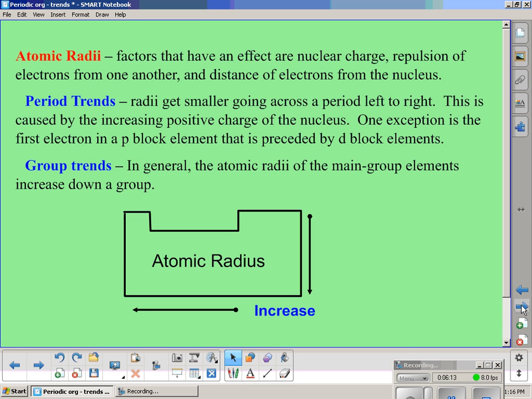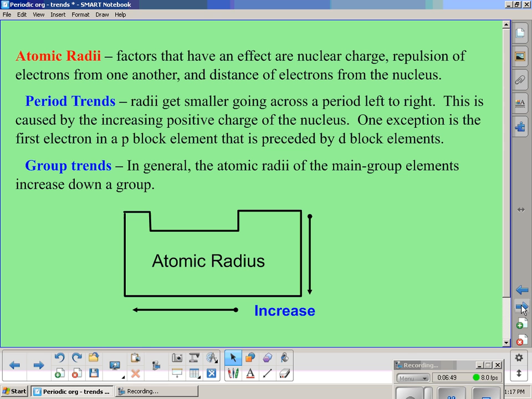The atomic radii gets smaller going across a period from left to right. This is caused by increasing positive charge of the nucleus. In other words, you add more protons, more positive charge, it has a stronger pull on the electrons, pulls them in closer. There, of course, is an exception. The first electron in a p block that is following a d block element, those actually jump a little bit. They get a little bit bigger, and then they start getting smaller again as we go across the p block.